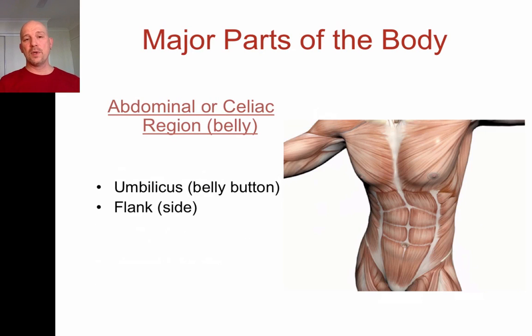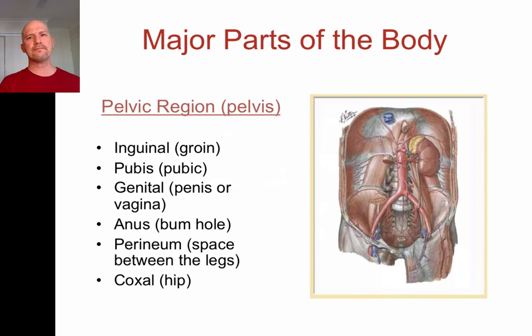In the belly, we talk about the umbilicus, which is your belly button. And towards the side, we have the flanks. We'll talk a little bit more about the regions and stuff later, but that's good enough for now.